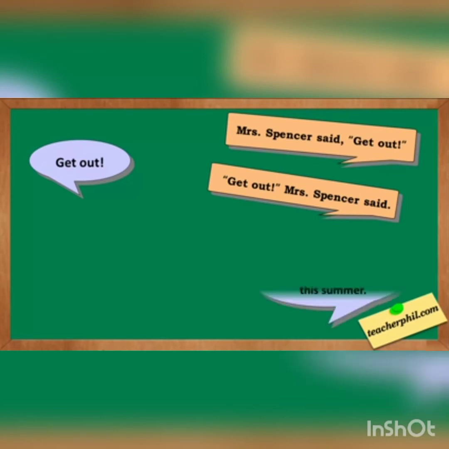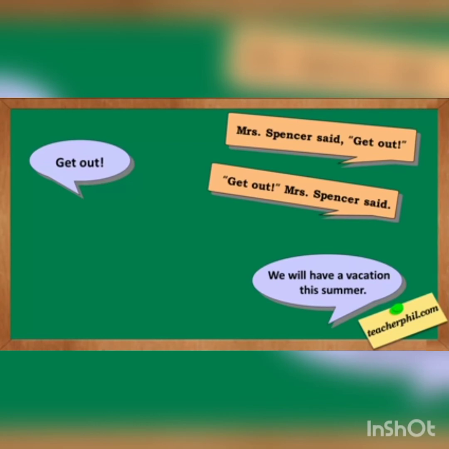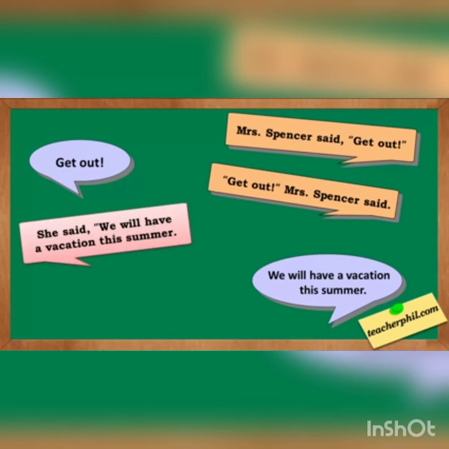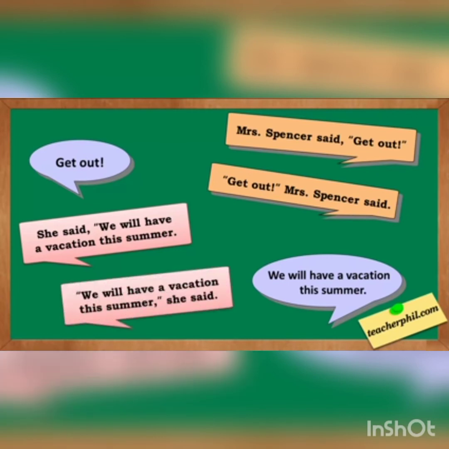The last one: "We will have a vacation this summer." The speaker of the sentence is a girl. So the direct sentence is, She said, "We will have a vacation this summer." Or, "We will have a vacation this summer," she said.